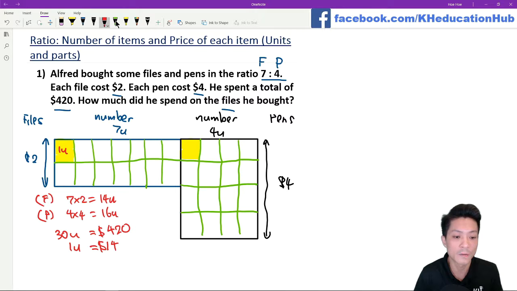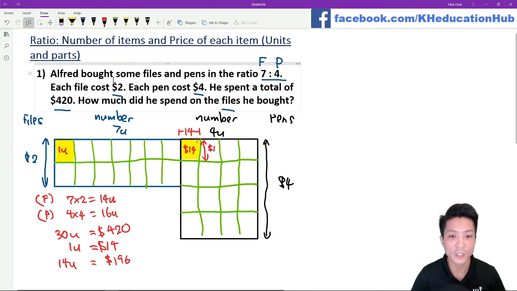The question is asking us to find how much did he spend on the files he bought. For the files, there are 14 units, so I will just need to find what is 14 units. 14 units will be $14 multiplied by 14 units, which is $196. If you look over here, we know that this one unit is $14, right? And we know that here to here is $1, which means that here to here is basically 14, which will allow us to find the number of pens and the number of files also.